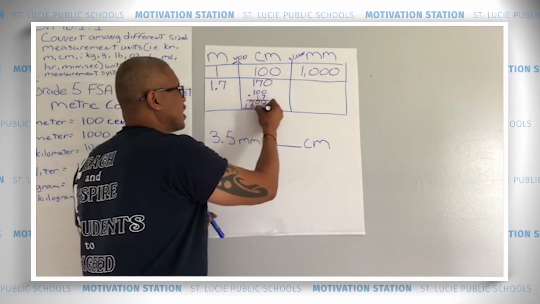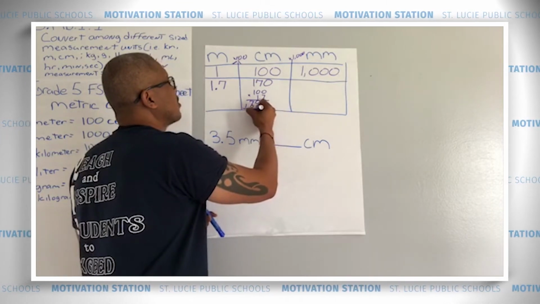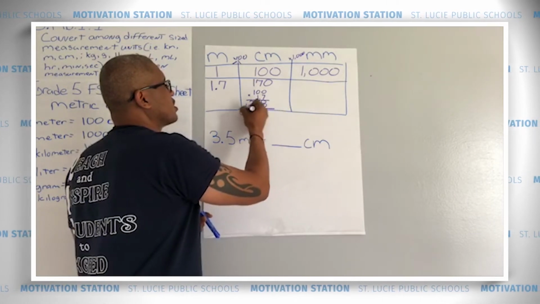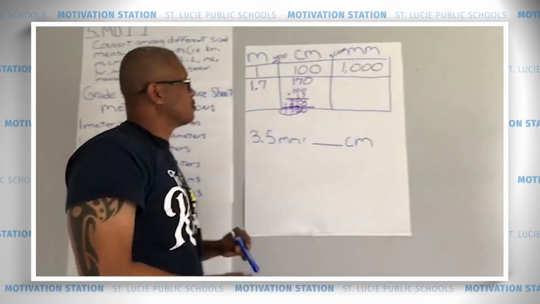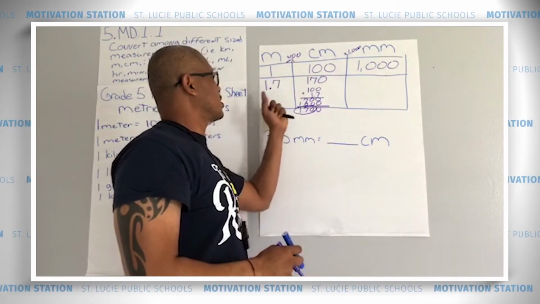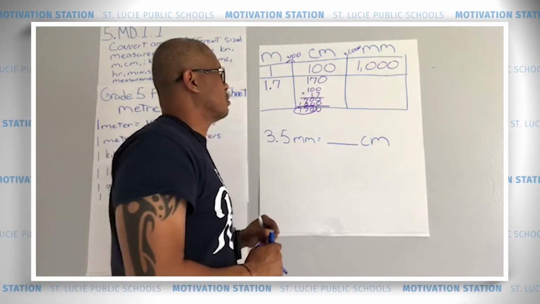Let's see if I get the same answer. 0, 0, 7, 1. The decimal place is here. 170. We got the same answer. Simply multiply by 100. That's the same thing as moving your decimal 2 places to the right.